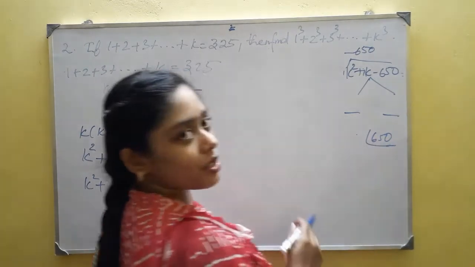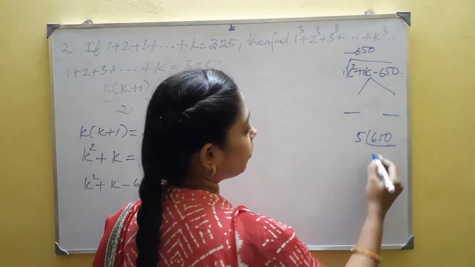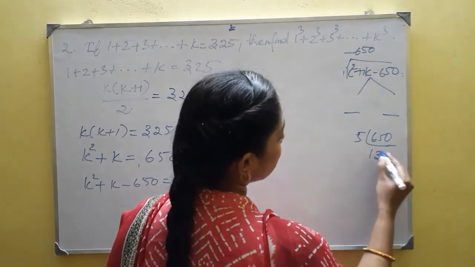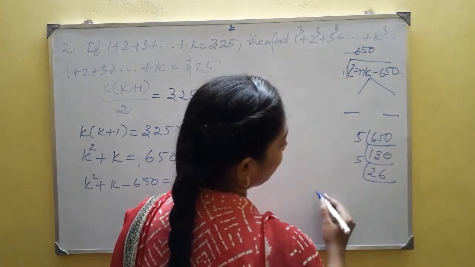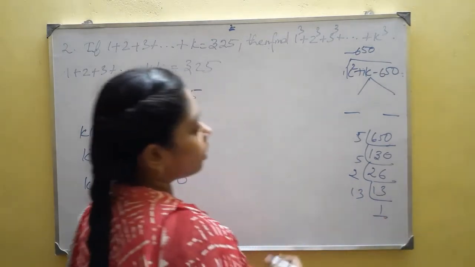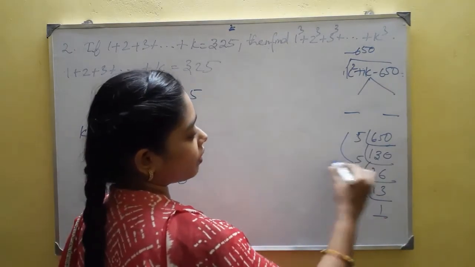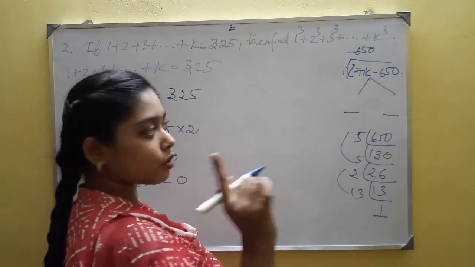So it is ending with 0. You can use the 5 table. Divide this by the 5 table: 5 1s are 5, 5 3s are 15, 0. Again I can use the 5 table: 5 2s are 10, 5 26s are 130, and this is 2 times 13. 13 is a prime number. Okay. Now observe this clearly. 5 5s are 25. 13 2s are 26. 25 and 26 give you a difference of 1.